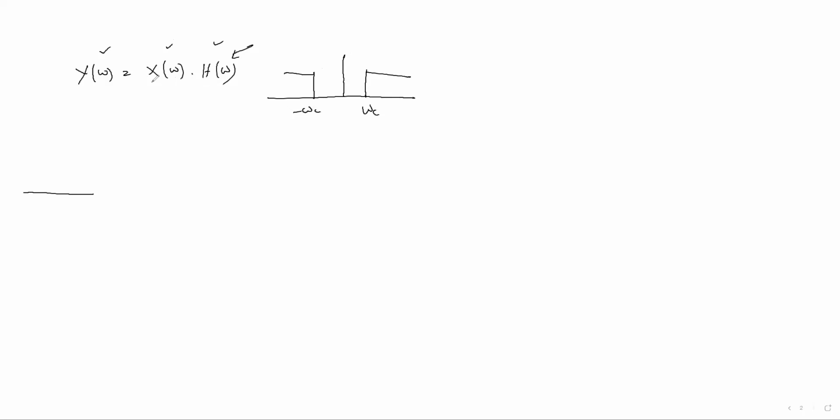Suppose our relation is Y of omega equal to X of omega into H of omega. And I have said if the H of omega shape is like this, then it acts as a high pass filter. Why? These are the frequency representations. You should know, because all the omega terms have come into the picture. So suppose any signal x(t) has the frequency domain representation like this.